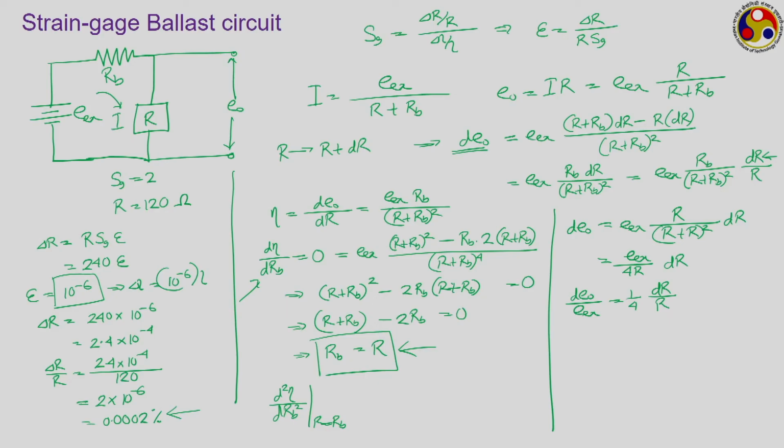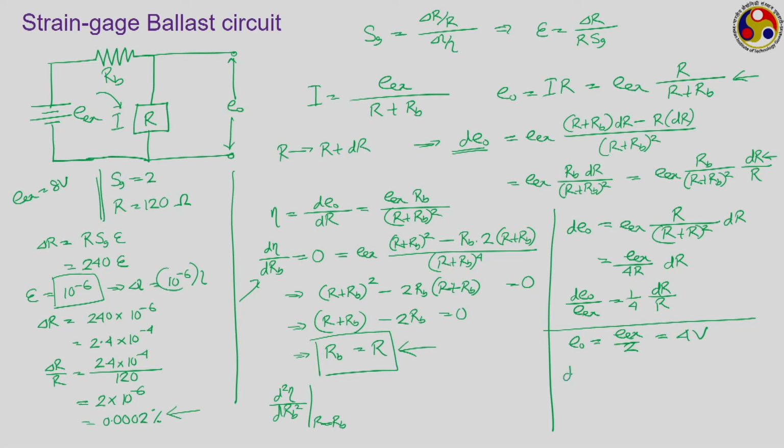If we want to compare this with the initial input that we have set, we know the gauge factor we have set to be 2, R equal to 120 ohm, and now we know that the ballast resistance should also be equal to 120 ohm to get the maximum output. Then how much will be your initial E naught? It should be EEX by 2. Let us fix a value of, say, EEX equal to 8 volt, which is a common battery voltage. So, this comes to 4 volt.